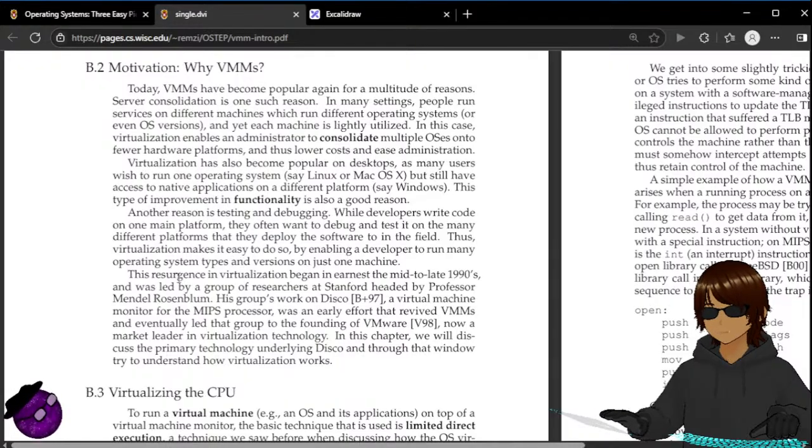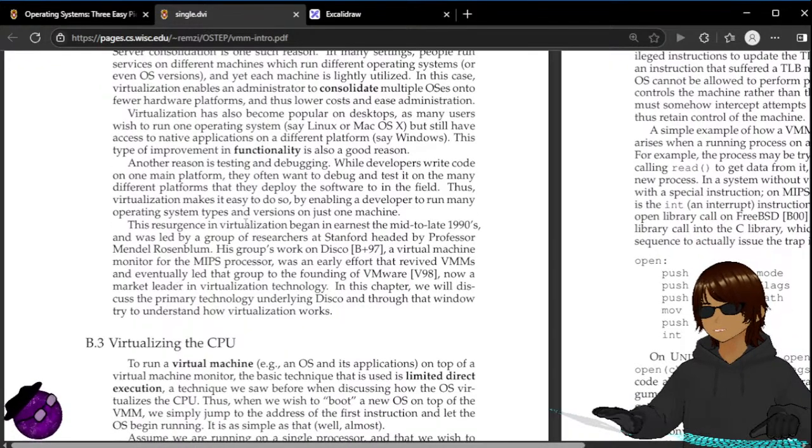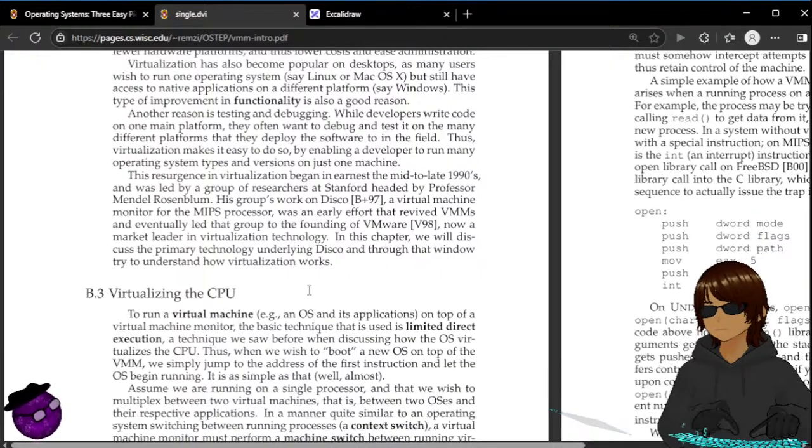This resurgence in virtualization began in earnest in the mid to late 1990s and was led by a group of researchers at Stanford headed by Professor Mendel Rosenblum. His group's work on Disco, a virtual machine monitor for the MIPS processor, was an early effort that revived VMMs and eventually led that group to the founding of VMware, now a market leader in virtualization technology.